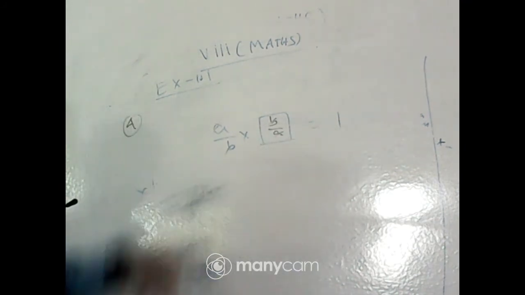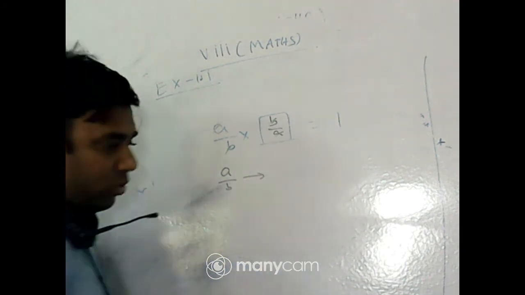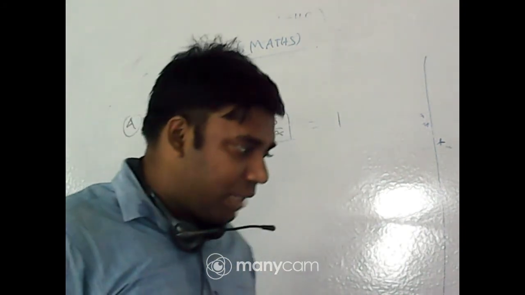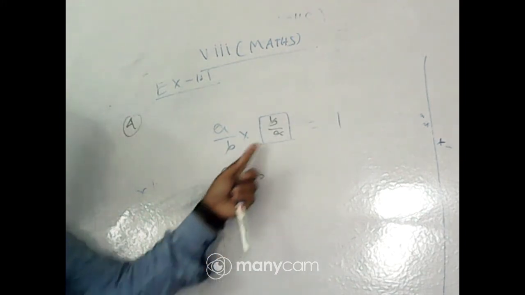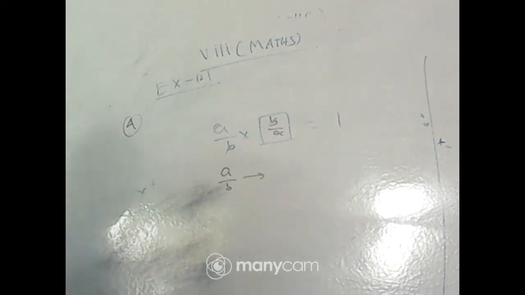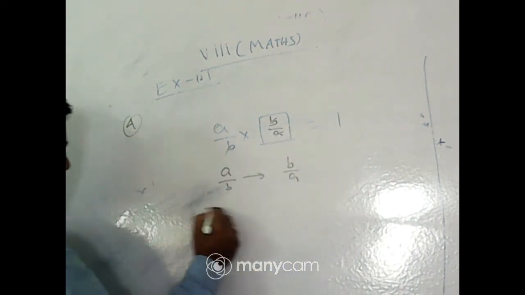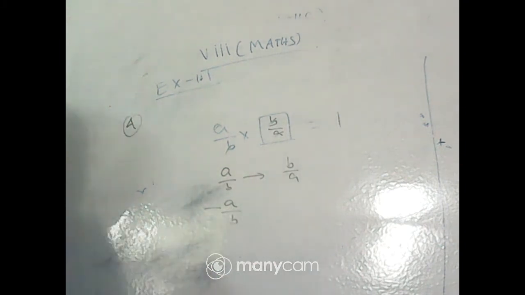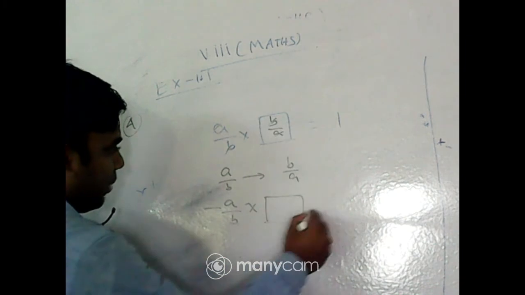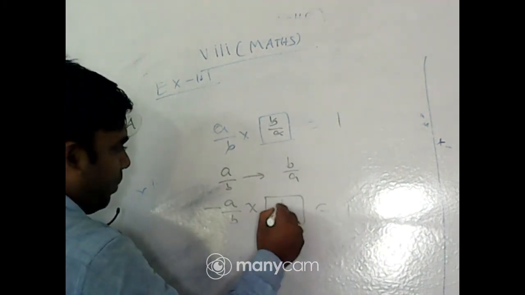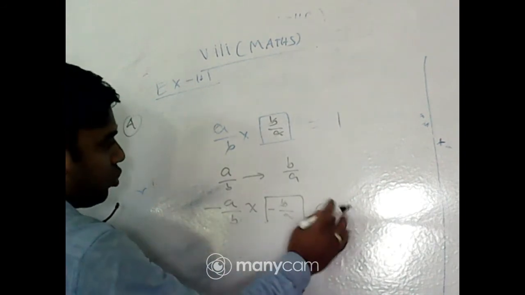So the multiplicative inverse of a by b, write down in the chat box. The multiplicative inverse of a by b is b by a. Now if it is minus a by b, then multiply it by a number such that the result will be 1, that is minus b by a. b removes, a removes, minus into minus is plus, so plus 1.